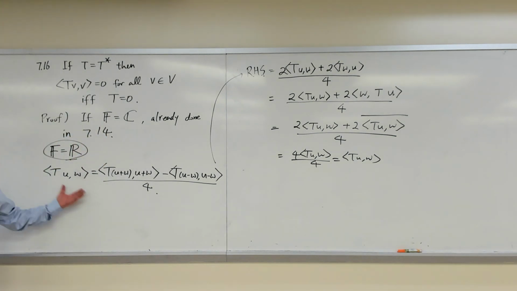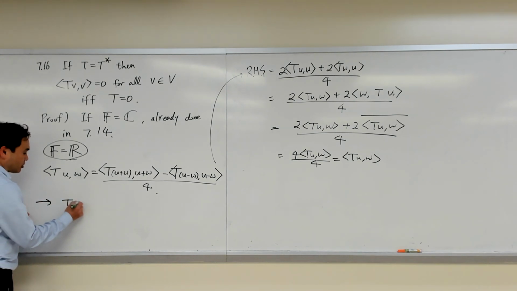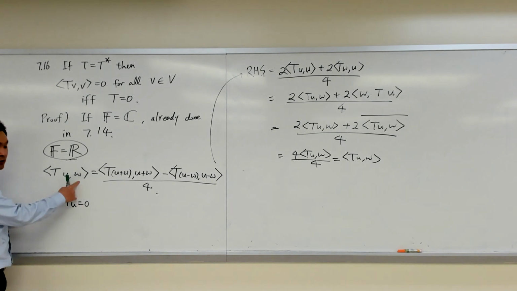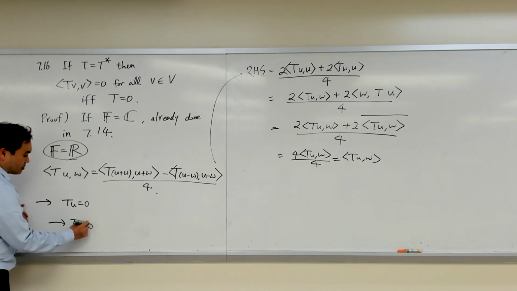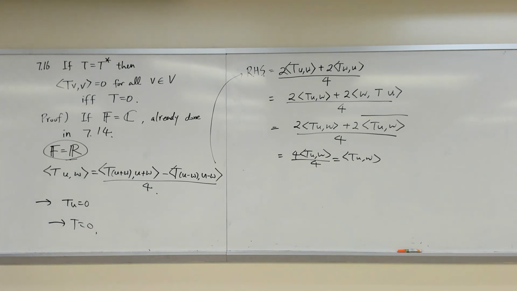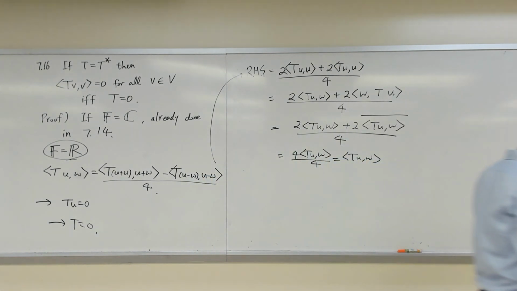And again, after that, the argument is exactly the same. So that means TUW is 0, because this is true for all U, W, that implies T is 0. Okay. So that's another property of self-adjoint matrices. I guess, in other words, one way to say it is that somehow being real has a lot to do with being Hermitian.